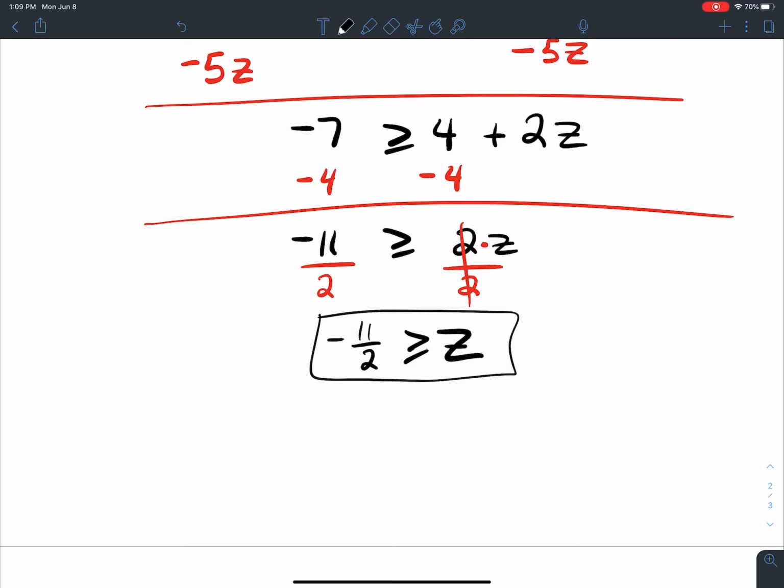Now, if we're going to graph this, I suggest that you write the variable first. To write the variable first means you put the variable first, and then you think, which one is the bigger one? The alligator eats the bigger one, right? So the bigger one is negative 11 over 2. So the z is the smaller one. So this is negative 11 over 2. It's exactly the mirror image.